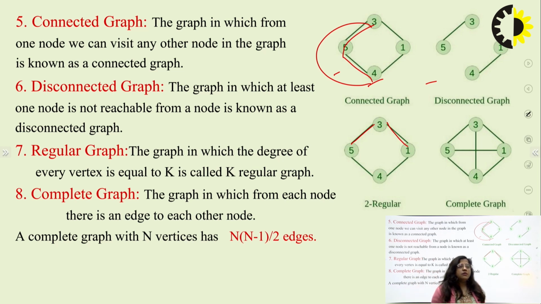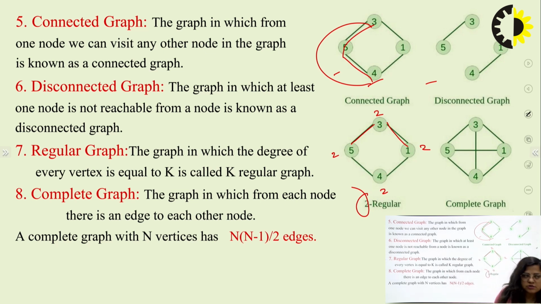So a regular graph means the graph in which the degree of every vertex is equal: 2, 2, 2, 2. This type of graph is called a regular graph, here with degree 2. Okay, now coming to the next graph type, that is the complete graph.